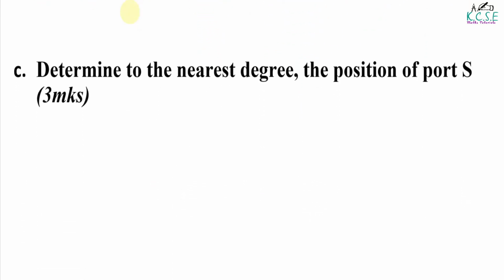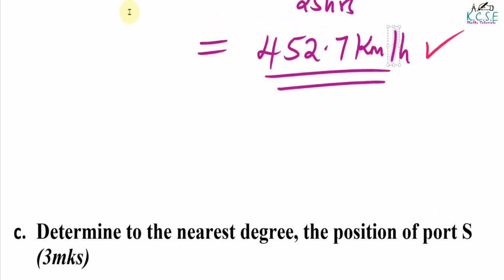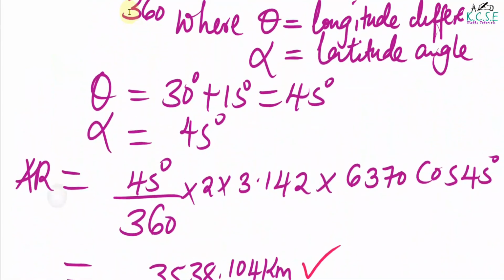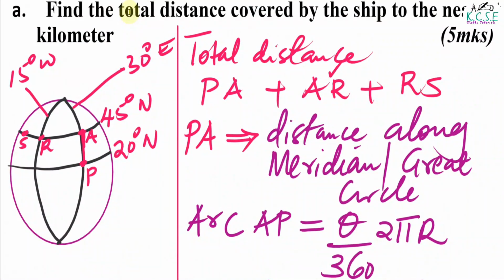Determine to the nearest degree the position of port S. Now, to identify the position of port S, let's go to the diagram, the sketch of the positions of these places. You see where the position S is here. That is position S. To obtain the position of S, we give it in latitude and longitude. That is how we give it.